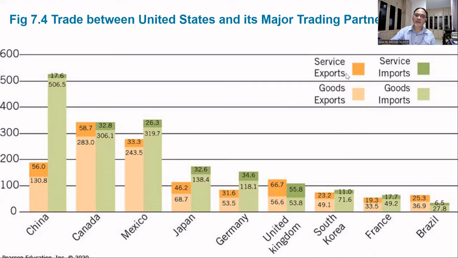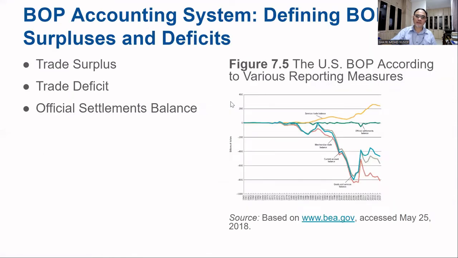Anyway, so there are goods imports, goods exports. This is merchandise goods, this is service, and this is between major trading partners. So in a BOP accounting system, you can determine trade surplus, not balance of payment surplus. It's just the trade surplus or the trade deficit. If you want to have BOP surplus or deficit, you need to be careful.